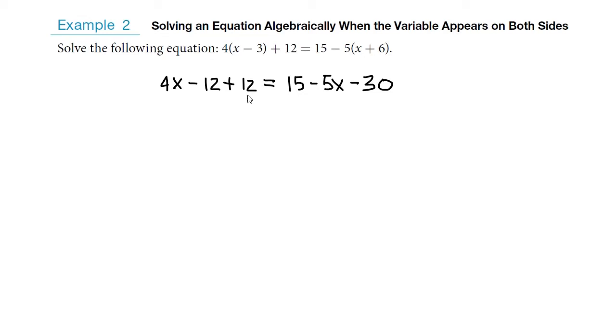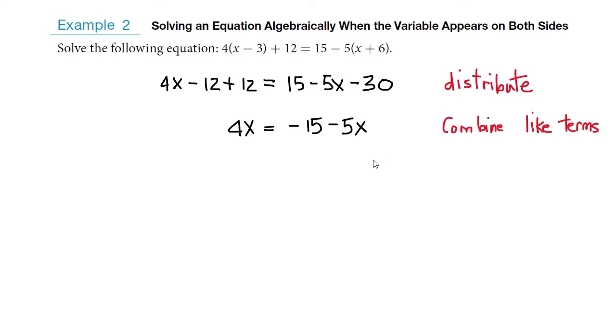Next, we're going to combine like terms. So this becomes 4x, and this is going to be -15 minus 5x. Next, we will add 5x to both sides. So that gives us 9x equals -15. What we're doing there is called isolating the variable, and that just means put all the x terms on one side. Now divide both sides by 9, or multiply both sides by the reciprocal of the coefficient, 1/9.